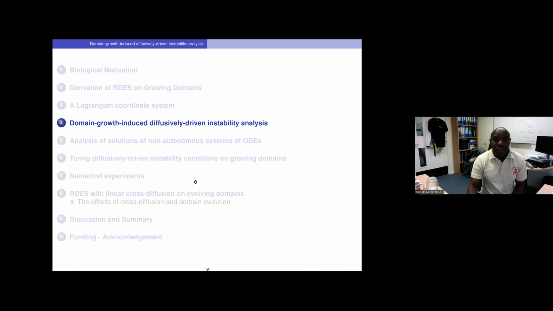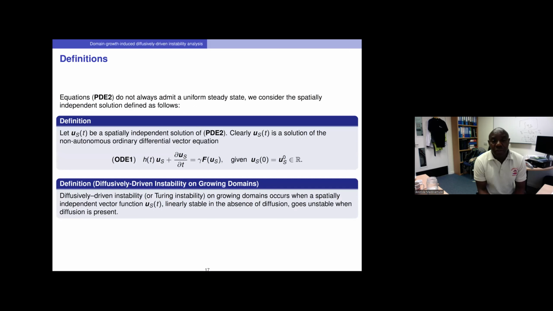What else? Once I have this, I need to give you some definitions. The theory is similar to what you observe on stationary domains, but there are some caveats here. To start with, we are not talking about uniform. When we talk about critical points, they are not stationary points or fixed points, but manifolds, time-dependent manifolds, which are our steady states. They are not really steady states. It's a time-dependent, spatially independent solution, us of t, which satisfies this system of ordinary differential equations.